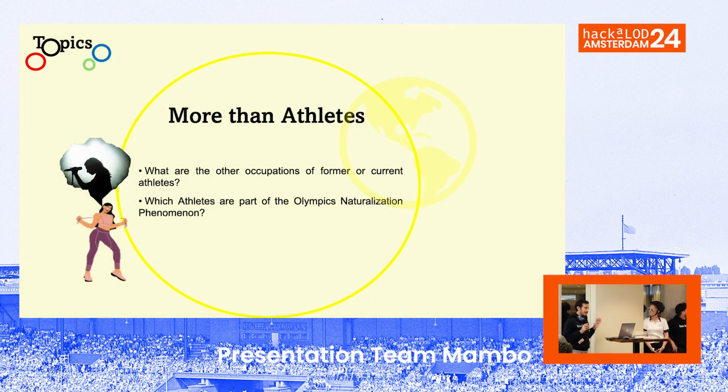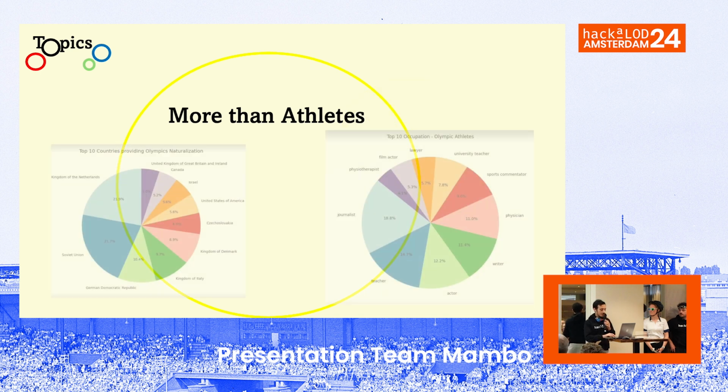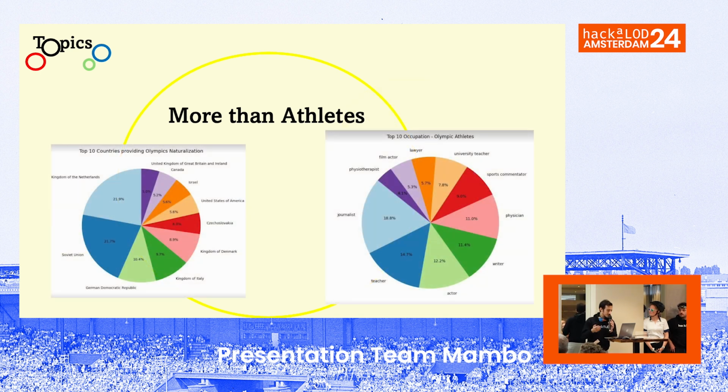This is the 4th theme, more than athletes. Here we explore other aspects of an athlete's life. For example, what are other occupations of former or current athletes, and which athletes are part of the Olympic naturalization phenomenon. That is when a nation basically tells someone, we give you a passport if you play with us for the Olympics. To give you some more information about this, the top 10 countries that provide Olympic naturalizations are on the left, and the top occupations of the Olympic athletes are on the right.